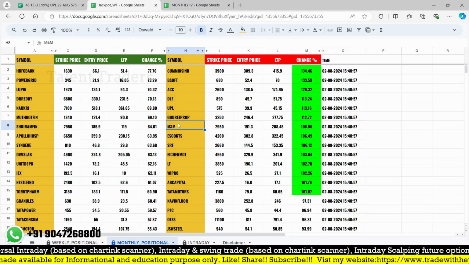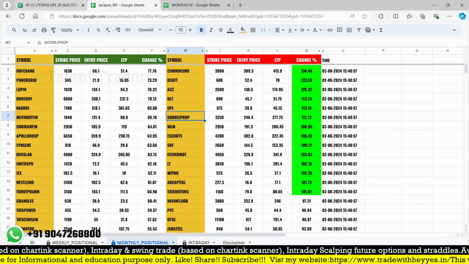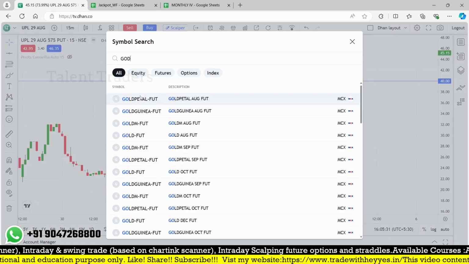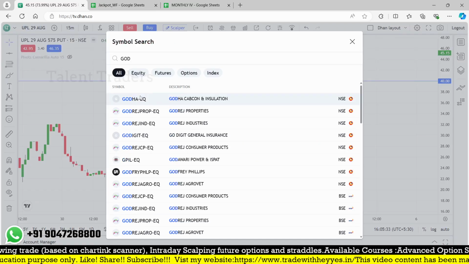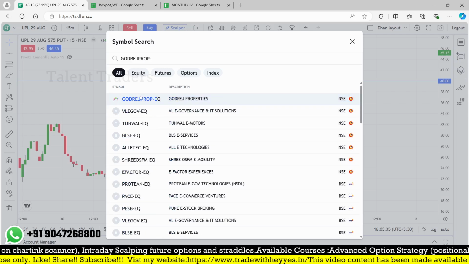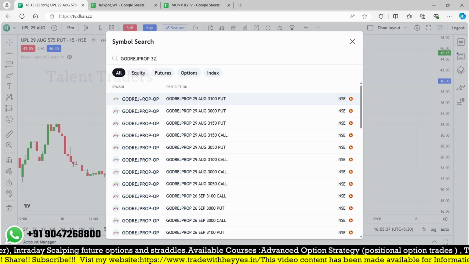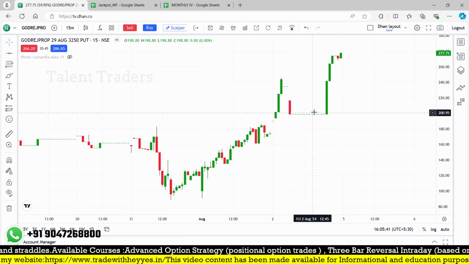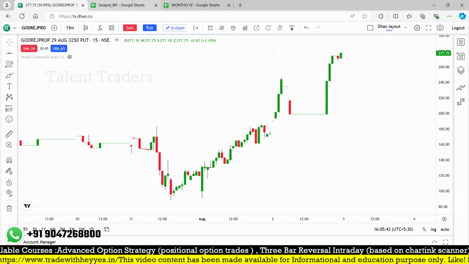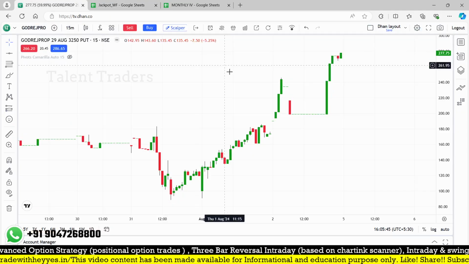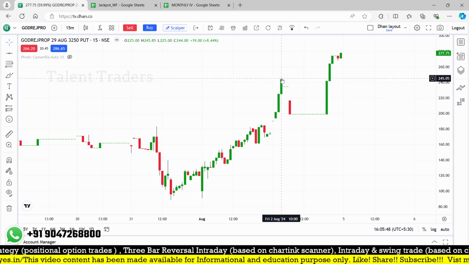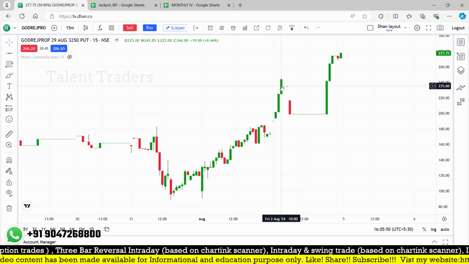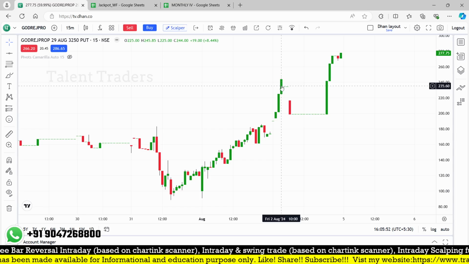Godrej Properties, M&M. So M&M, Godrej Properties, 3250. So what happened in this? You can see there is a liquidity issue on this. In the first candle, our entry point is somewhere around 246. It doesn't trigger because the high made is 245.85. So our entry point is not triggered.